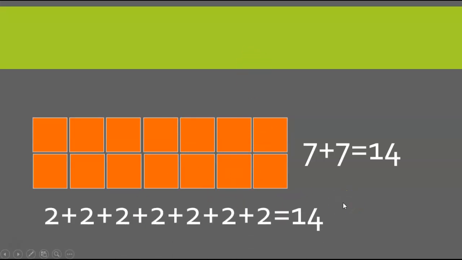Okay, so you should be done drawing your array, and this is what my array looked like. I had 2 rows with 7 tiles in them. So what would my repeated addition be? Right, I could have 7 plus 7 equals 14. Or I could also have a repeated addition using my columns, which would be 2 plus 2 plus 2 plus 2 plus 2 plus 2 plus 2 equals 14.